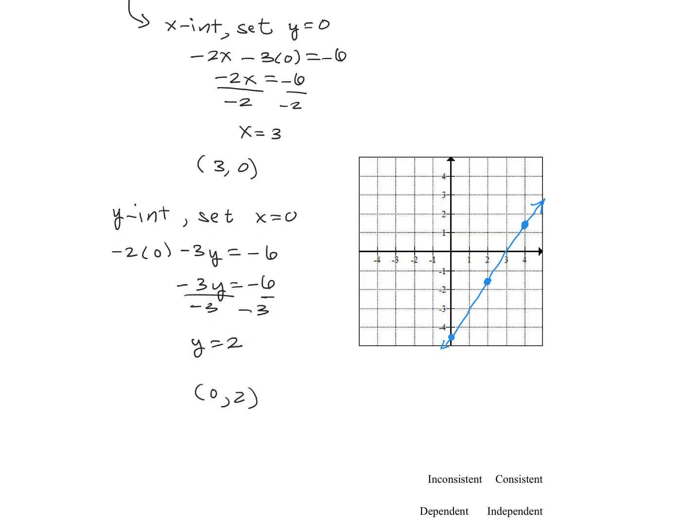All right, so again, for our first one, we'll graph it in green. So we have 3, 0, which is right there. And then we have 0, 2, which is right there. So the second linear equation has this graph.